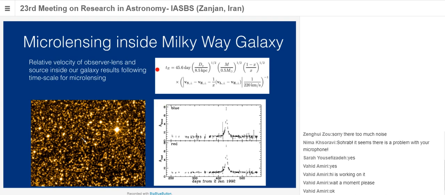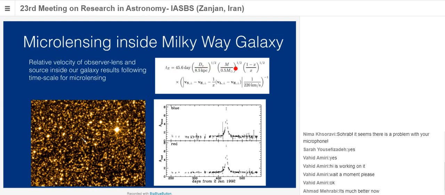This is the characteristic of the Einstein for the gravitational lensing. As you see, that's a function of the distance of the lens, mass, and relative velocity, and that's in the order of 1.5 months. So the gravitational lensing takes place in the order of 1.5 months.